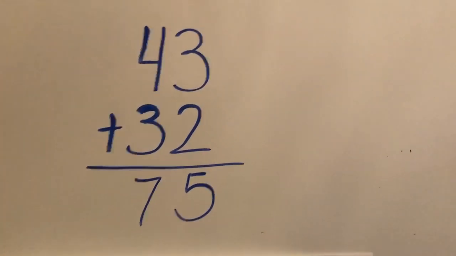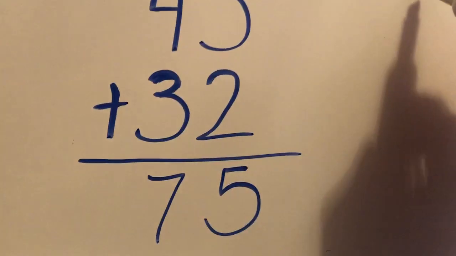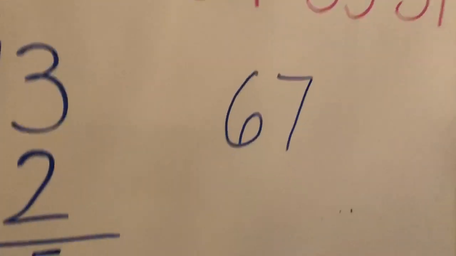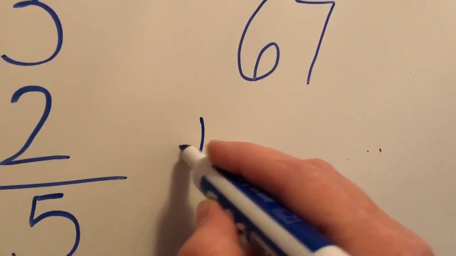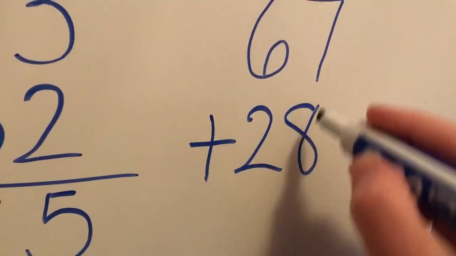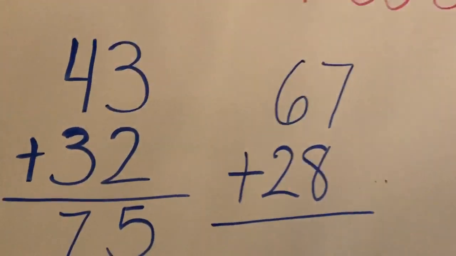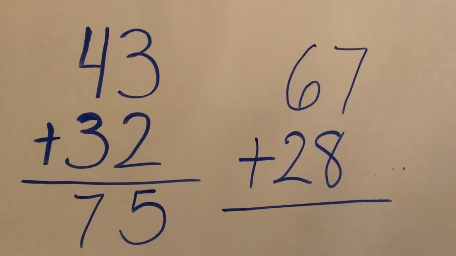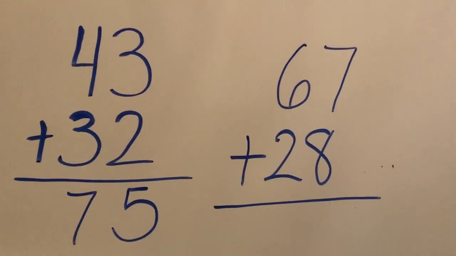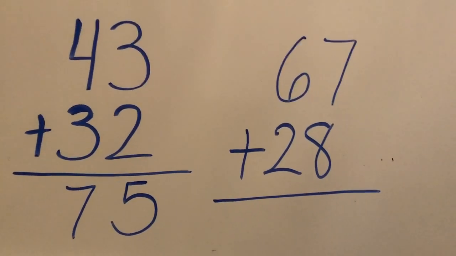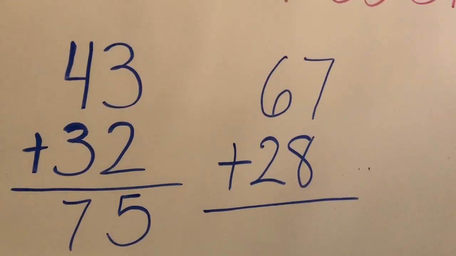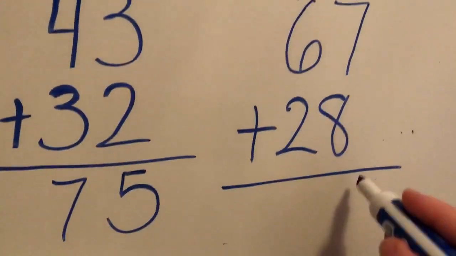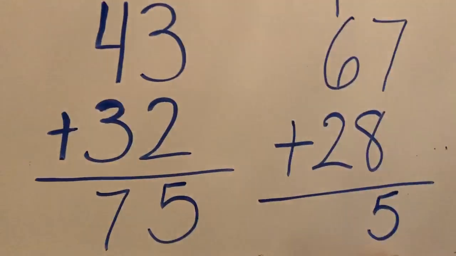Now, sometimes when we add two-digit numbers, we have to trade for a dime, don't we? So let's add 67 plus 28. Well, let's add this up. What is 7 plus 8? You're right, it is 15. Do I need to trade for a dime? Yes, I do. I'm going to trade for a dime. How many pennies are left? 5. Very good. There we have 15.